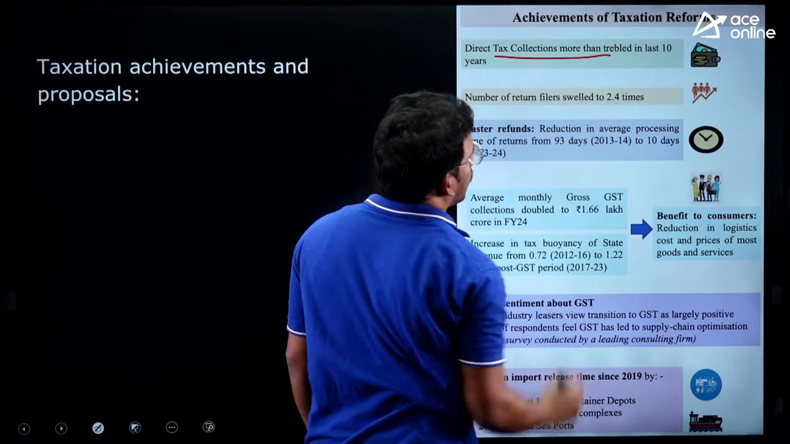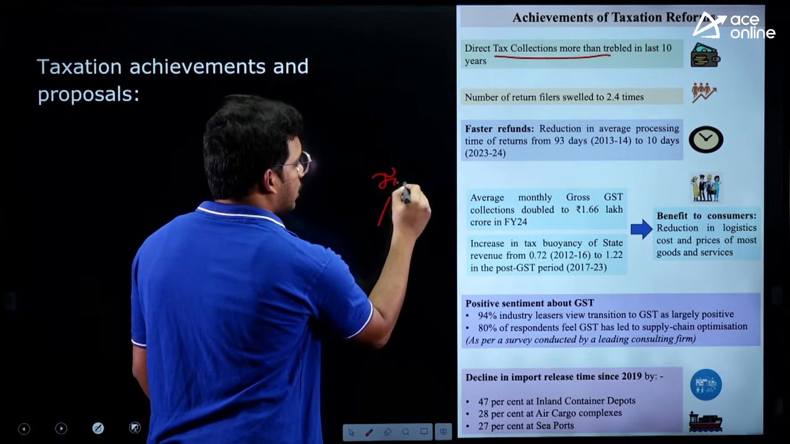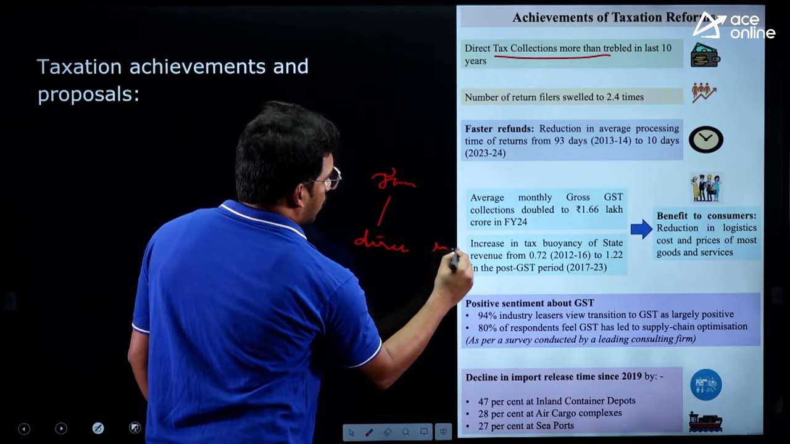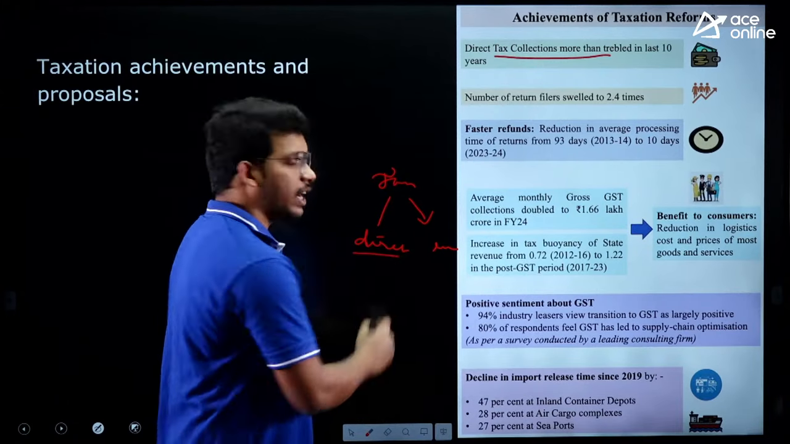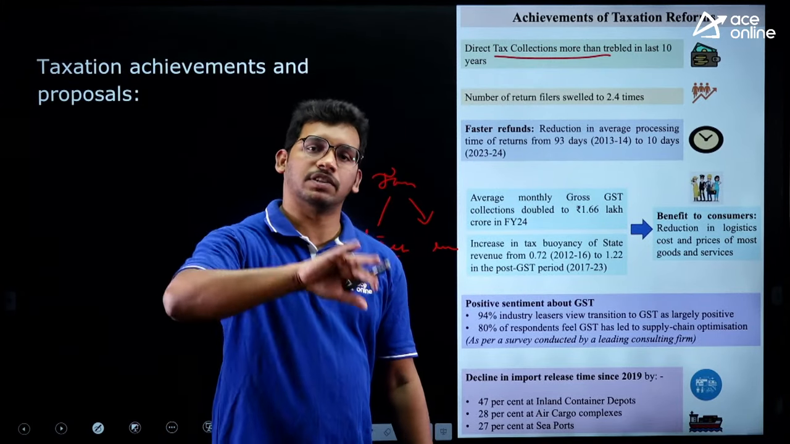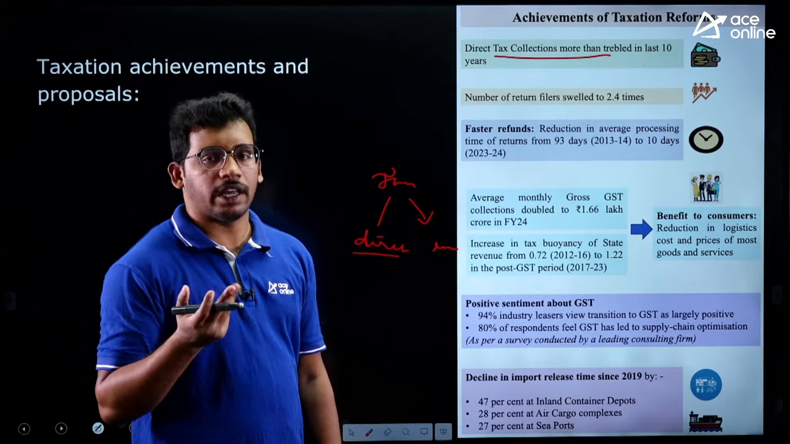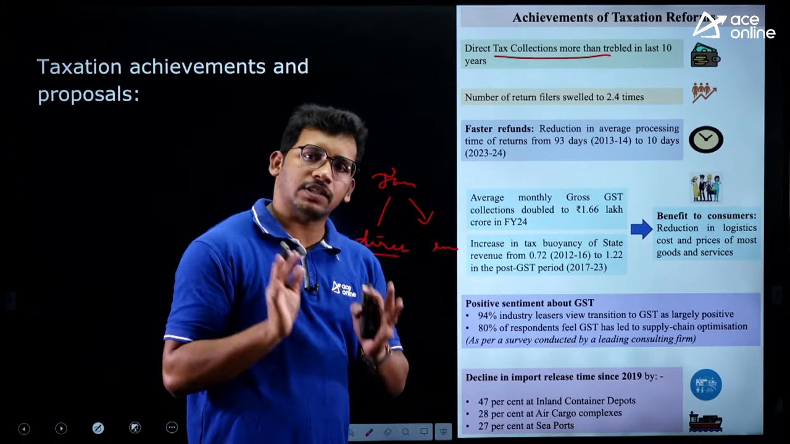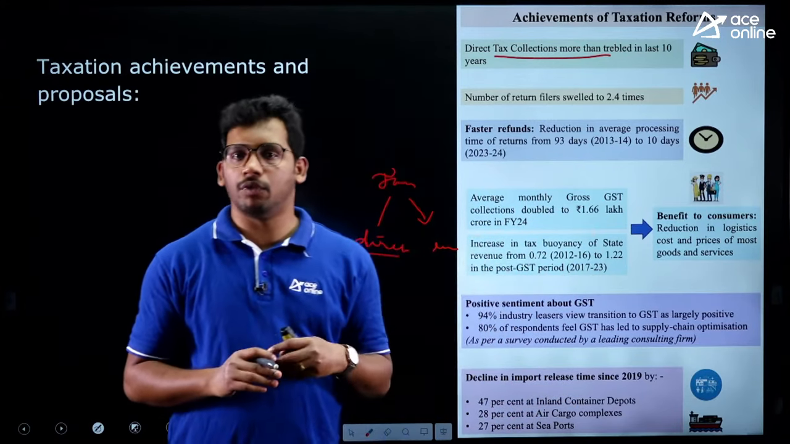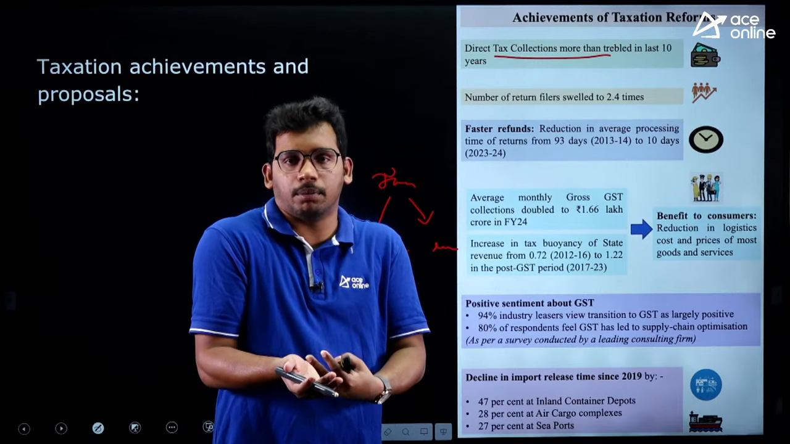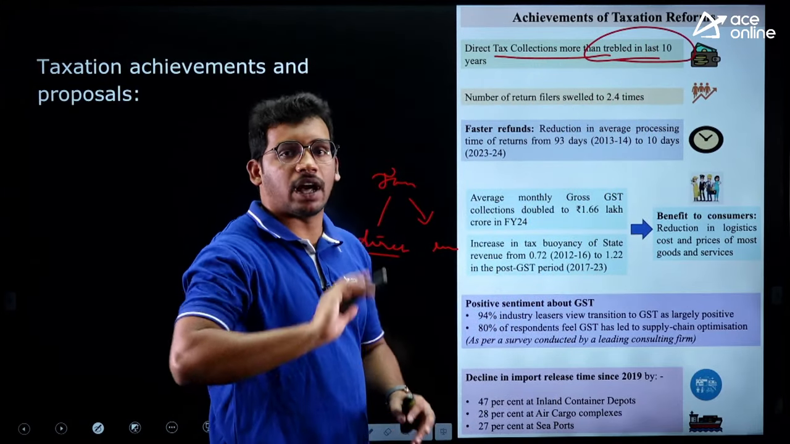Direct tax collections more than tripled in the last 10 years. There are two types of taxes, right? Direct and indirect. What you are paying as income tax is direct, because the burden falls on you. Indirect taxes are those which are paid indirectly, for example, when you buy some goods, you are paying indirectly to the government through excise duty or whatever it may be. It is always good to have more direct taxes, because the burden is directly put on individuals. So the government is saying it trebled, three times increased in the last 10 years, which is a very good sign.